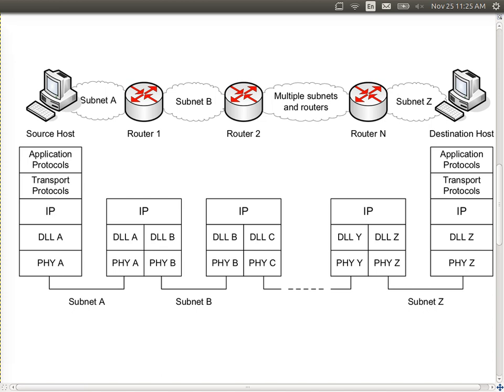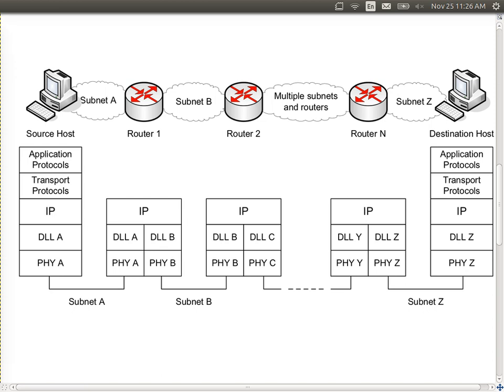What we see at the bottom of the picture is, for each of those devices in that path, the protocol stacks, or a simplified version of the protocol stacks, the five layers. Let's go through it. In the source host, the five layers at the bottom: physical, data link layer, network layer, transport, application layer. So the physical and data link layer are usually associated with the technology used on the subnet.